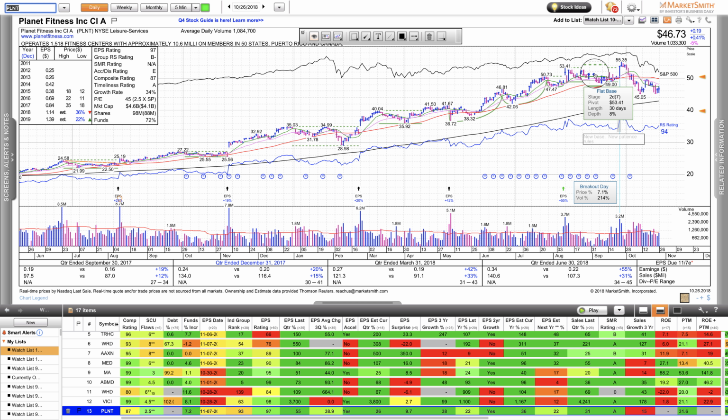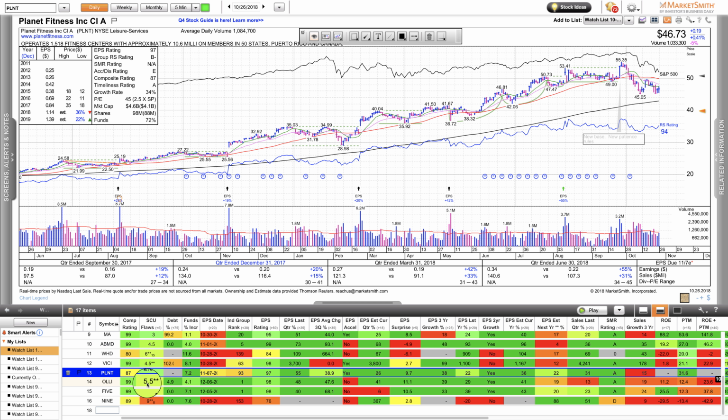Planet Fitness broke out and failed, basing again. Earnings are due in a week. Decent earnings and sales growth. Again, if this thing were to start to rise, you get the convergence here of the trend lines. That's what we're looking for, and a launch, hopefully. Okay, probably have to wait for earnings.